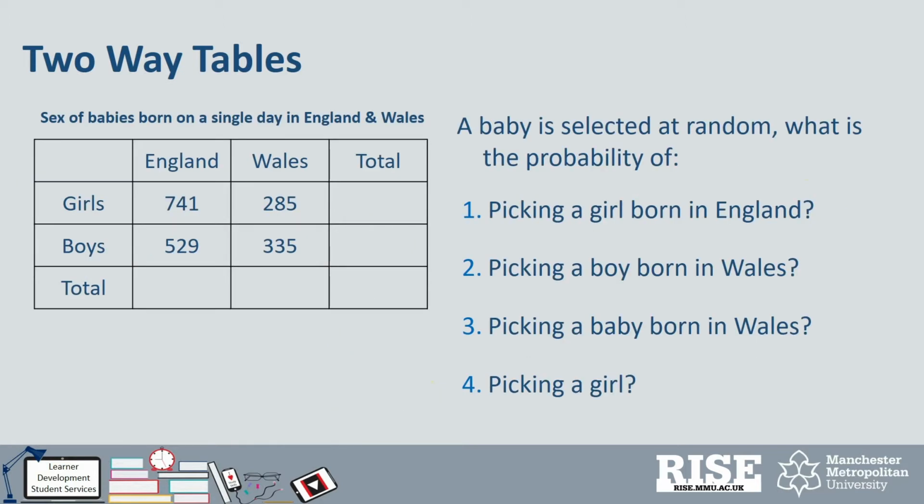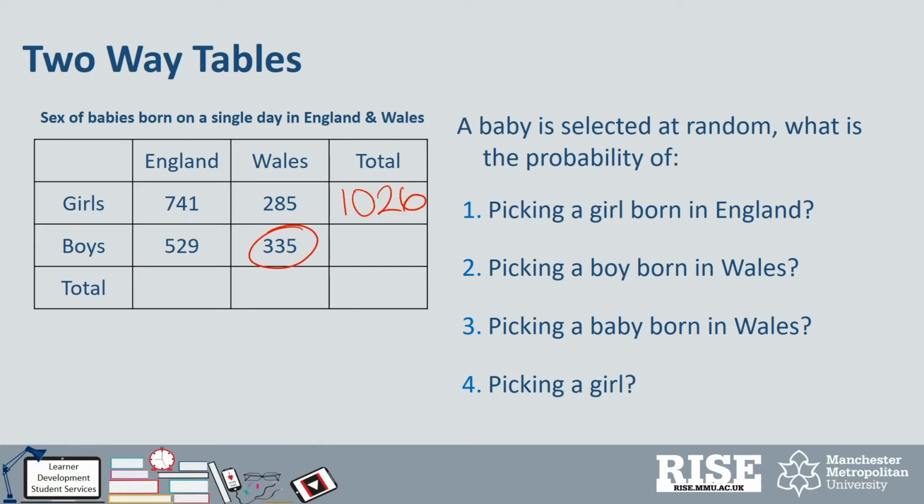Imagine I had these numbers then. This number here means that 335 baby boys were born in Wales in a week. I can use these two-way tables to find out a lot of information, but firstly, I'm going to complete the totals. So I want to know the number of girls in total that were born. That would be the 741 in England plus the 285 baby girls born in Wales. That means last week we had 1,026 girls.